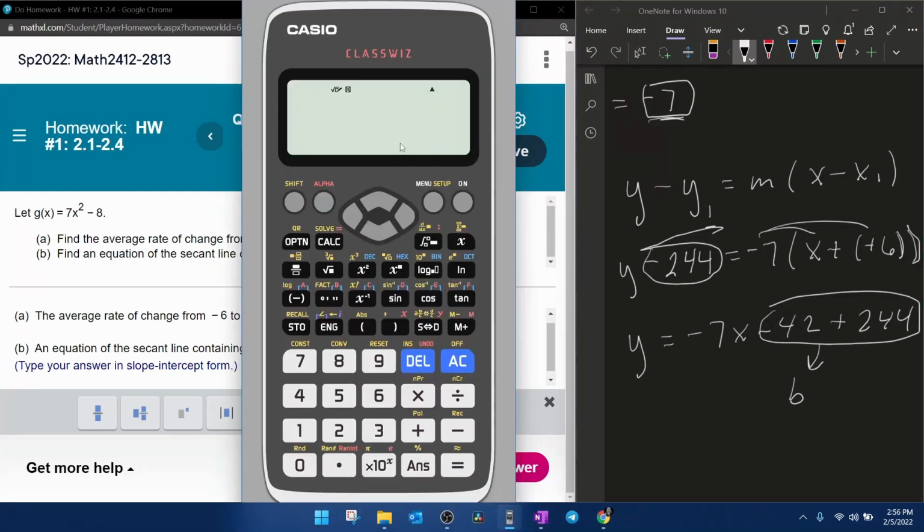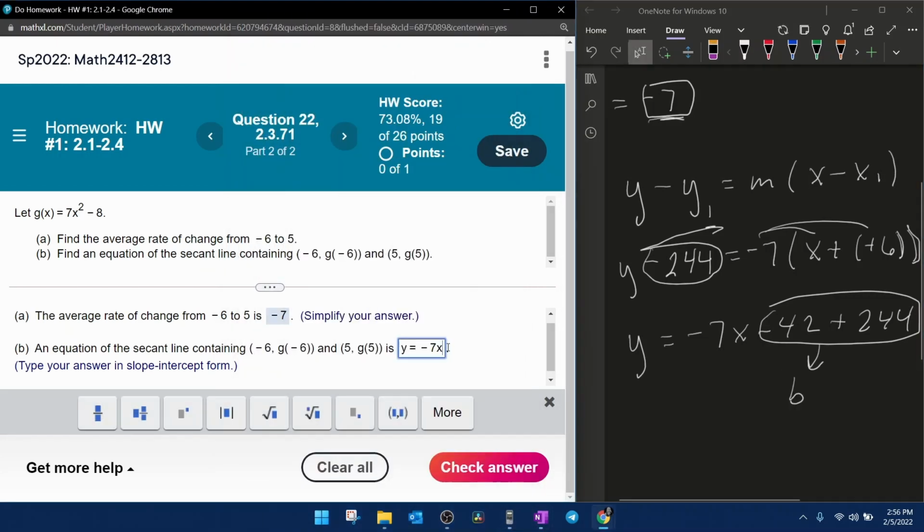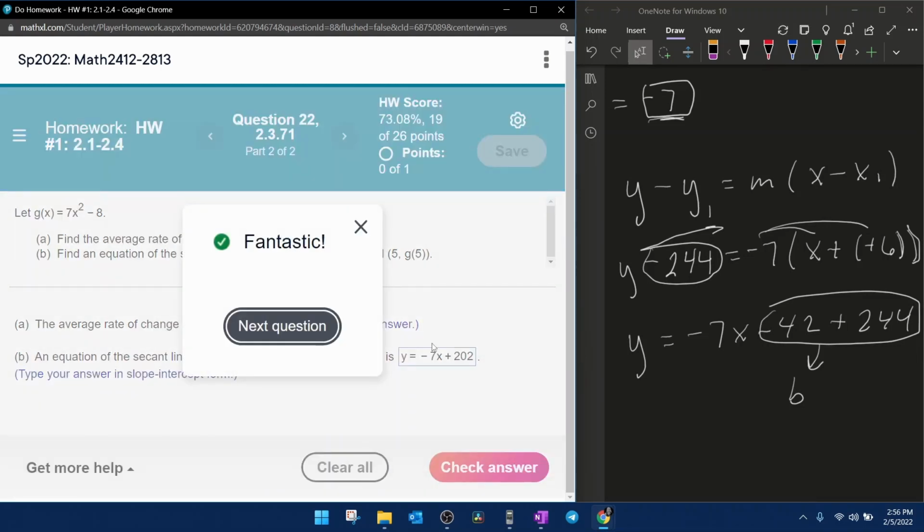And again, I'm going to make use of the calculator. -42 plus 244 gives me a y-intercept of 202. So y equals -7x plus 202, and that should be our equation of the secant line. And that's going to do it for that problem.